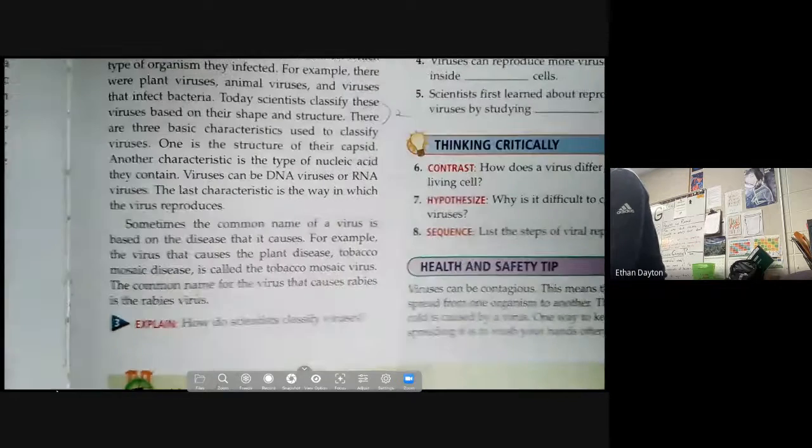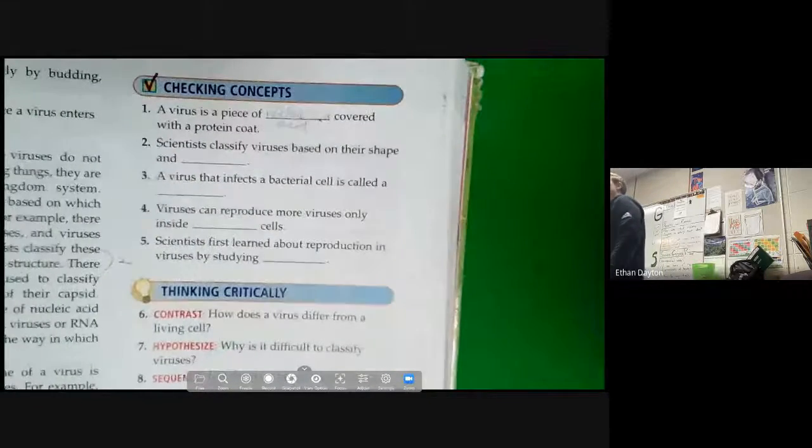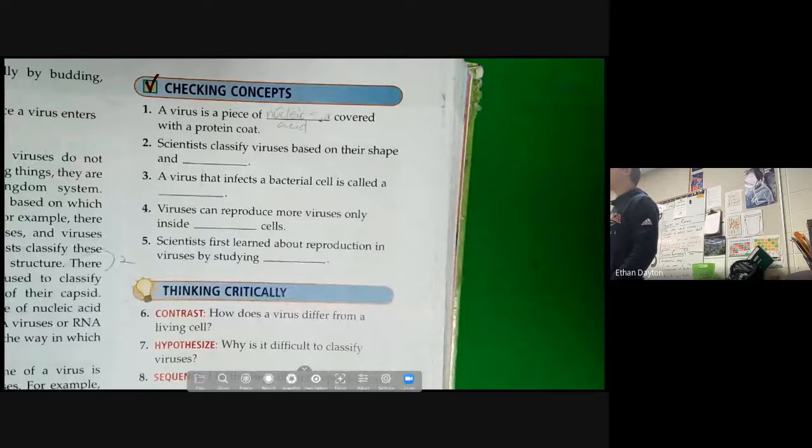Okay, number 1, everybody. Go ahead, Carter. A virus is a piece of nucleic acid covered with a protein coat. Bingo. Scientists classify viruses based on their shape and structure. Shape and structure, good. For number 2, everybody caught up here? I don't want to go too fast. Everybody good? That's what we have.